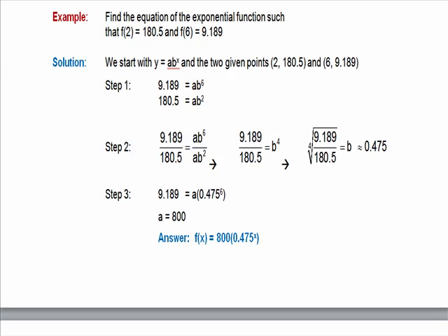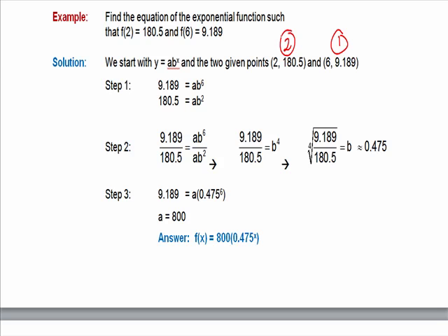So my first step, remember I said, is I'm going to substitute in both points, and it makes more sense to substitute in the one with a larger x first. So this is actually going to be the first equation, and this will generate the second equation. If I do that, that would give me 9.189 is ab to the 6th, and 180.5 is ab squared.